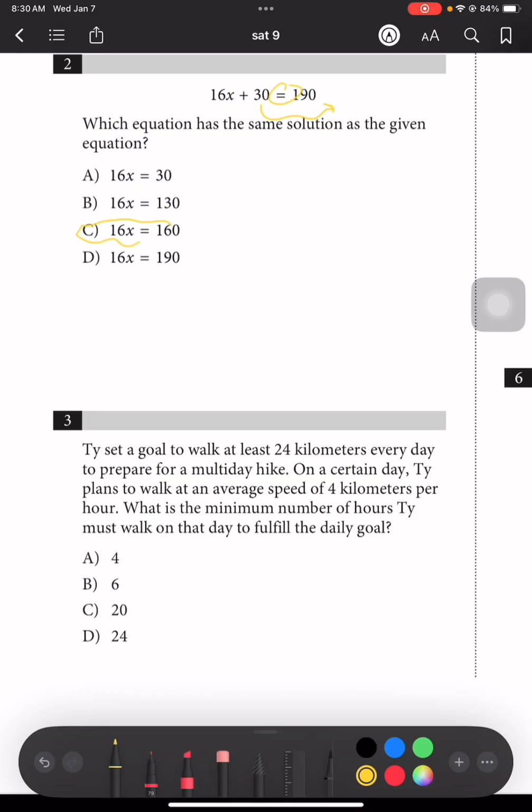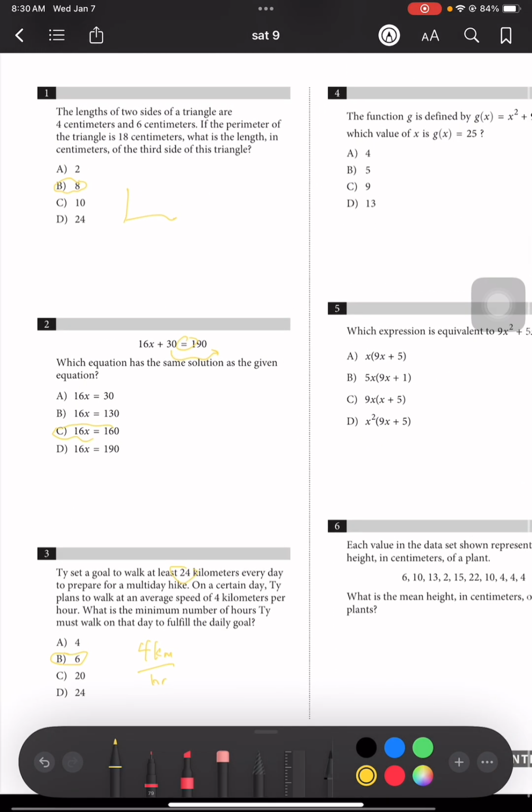Walk at least 24 kilometers every day to prepare for a certain day. Plans to walk an average of 4 kilometers per hour. What's the minimum number of hours to walk on a day to fulfill the daily goal? Well, 6, right? He walks at least 24 every day. Okay, he does 4, yeah. That's pretty easy. It gets harder, I guess.